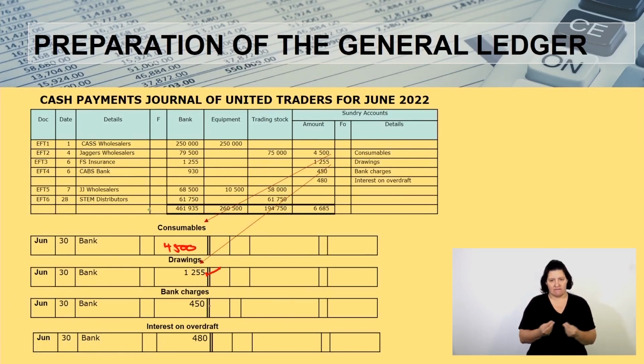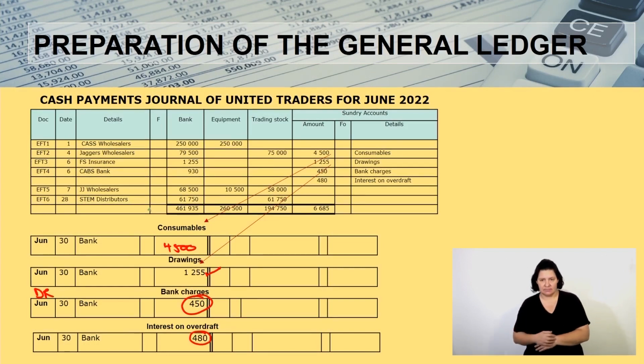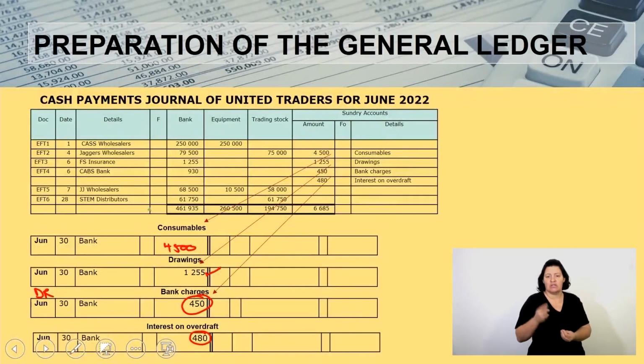Then I also have my bank charges. There it is. It will be on the debit because these are your expenses. Then interest on overdraft, there it is, 480.